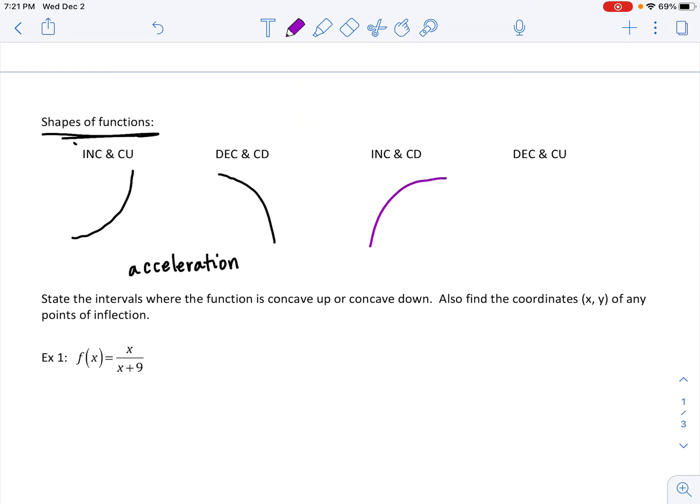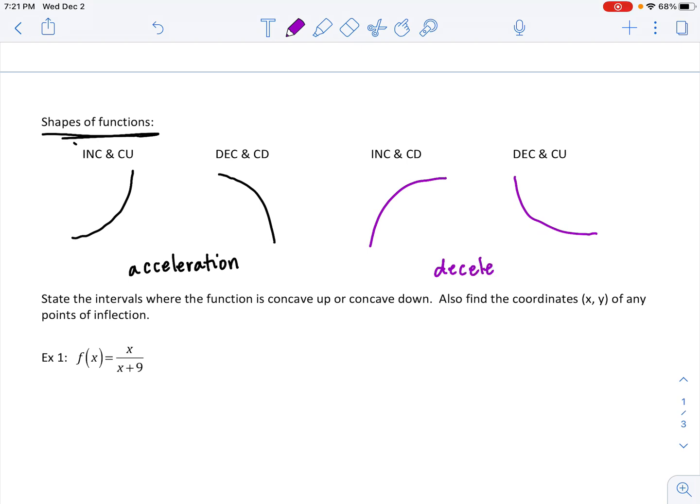That's like the ln function, right? Of course, that graph is growing higher and higher on the y-axis, but it's slowing down how fast it's getting higher. And then decreasing and concave up is the same idea. It's a decreasing function, but the fact that it's concave up means that it's slowing down in how it's decreasing, because it's leveling off there.